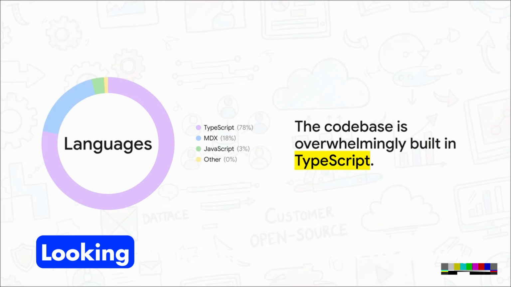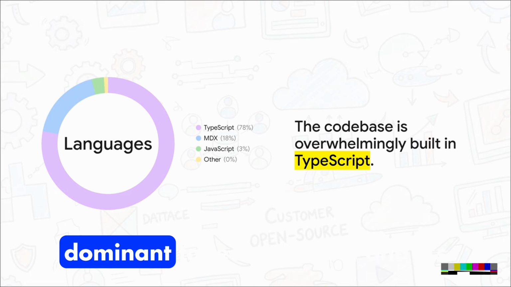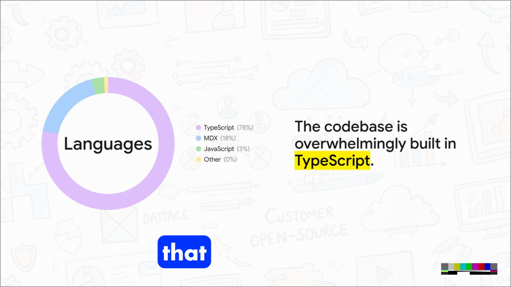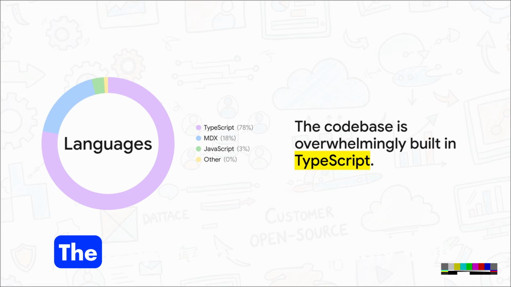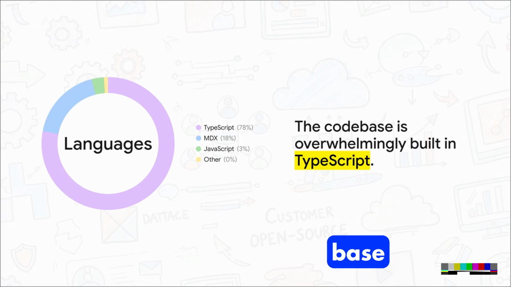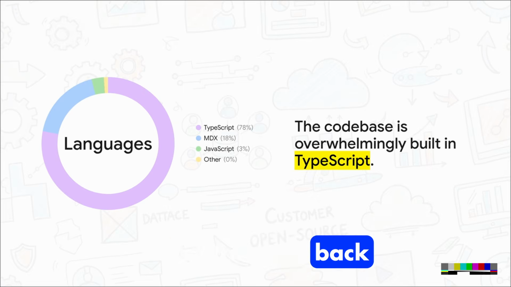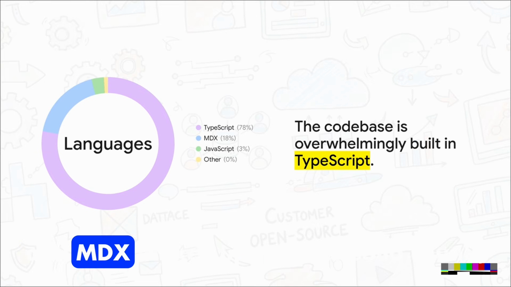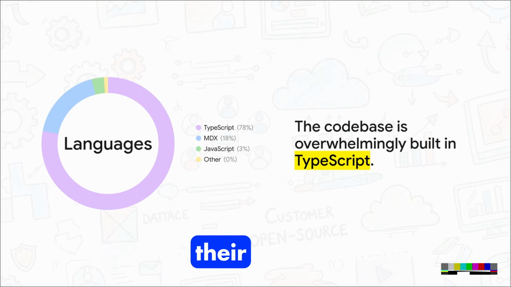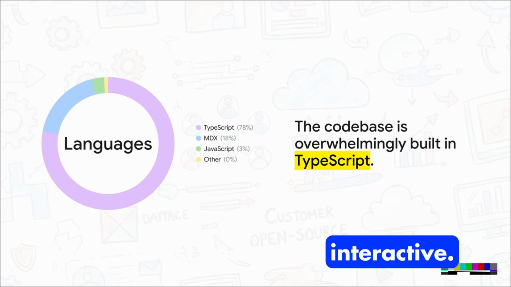Looking at the repository breakdown, there's one really dominant takeaway here, and it's that massive 78.1% slice. The project is overwhelmingly built in TypeScript. For modern web developers, that is a huge green flag. It means the codebase is highly accessible. You get that sweet, strong type safety, and it's incredibly reliable when you're extending it or contributing back to the core project. Oh, and MDX makes up another solid chunk, ensuring their documentation stays robust and totally interactive.